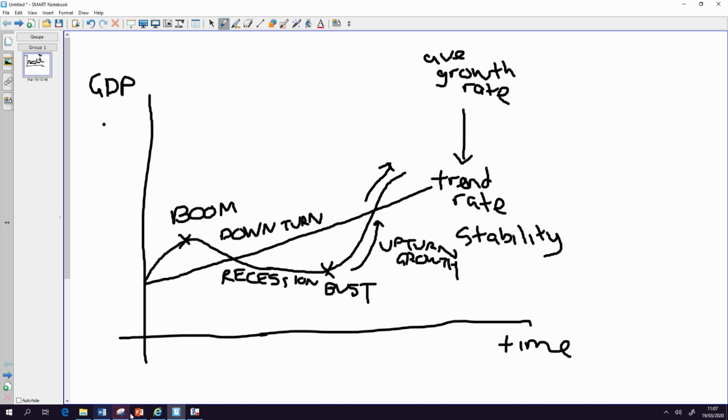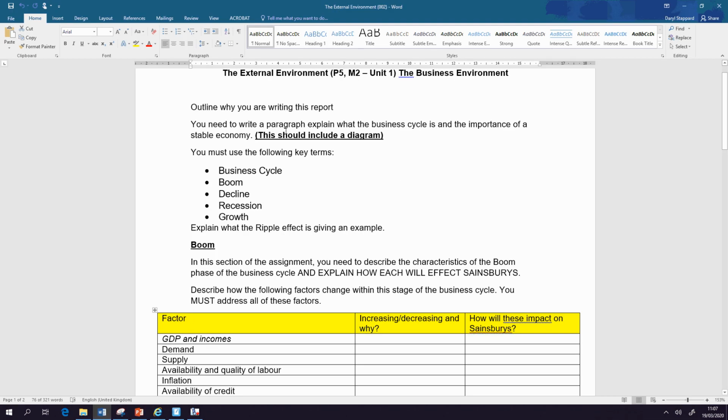Now, if I was to go to your assignment brief and think about the questions that you've been given, your first job is to think about why you are writing this report. Now here, what you've got to get across is that businesses such as Sainsbury's need to understand what is happening in the economy. Because if they don't understand what is happening in the economy, it's very difficult for them to plan for the future in order to remain successful, to make profits.